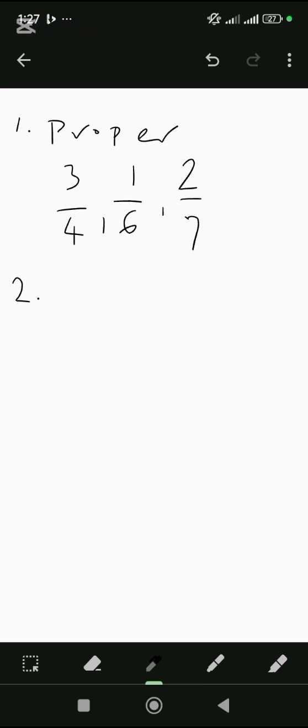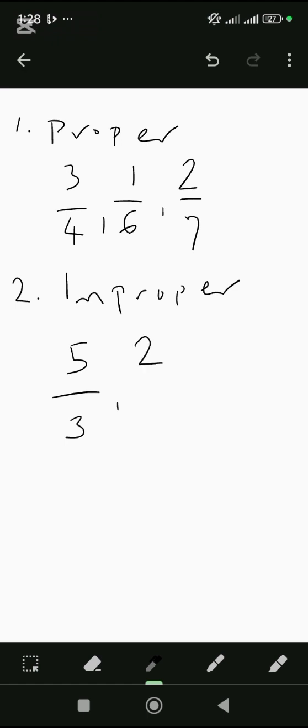A second type of fraction is the improper fraction. In improper fraction, we have the numerator bigger than the denominator, just the opposite of what the proper fraction is. An example is something like 5 over 3, or even if the numerator and the denominator are the same, it's also an improper fraction. We also have 8 over 2, and so on and so forth.